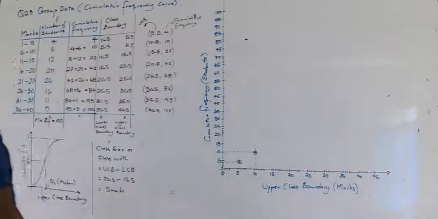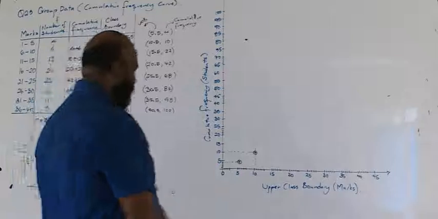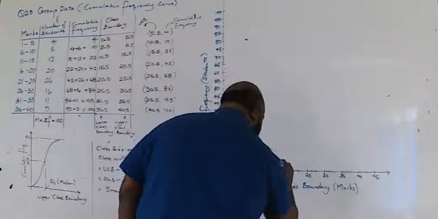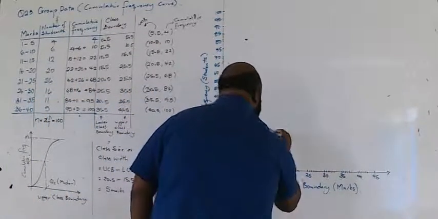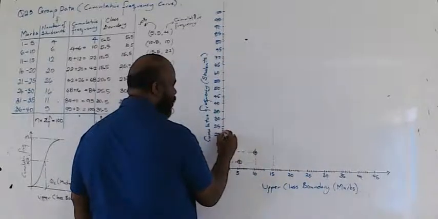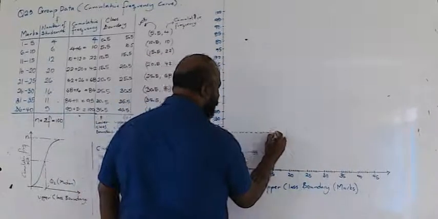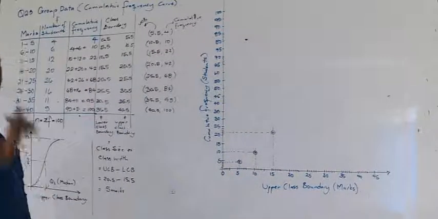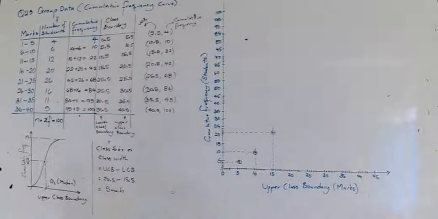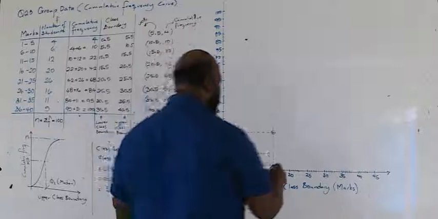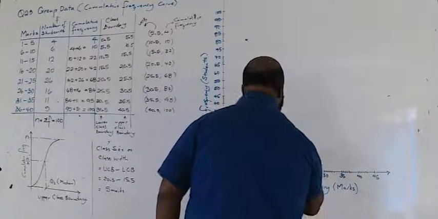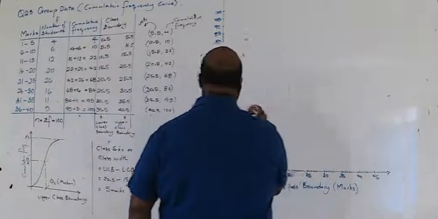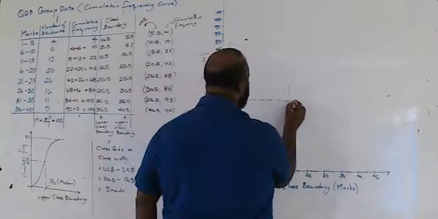Then 15.5 corresponds with 22, immediately after 15. Then 20, 21, 22. On the vertical axis, each minor division is 1 student. Alright, 20.5 corresponds to 42. 20.5 comes immediately after 20, and that corresponds to 42.